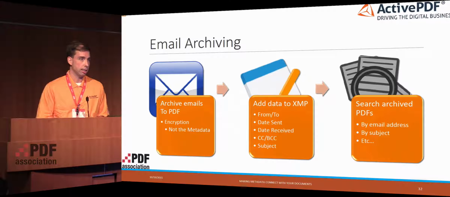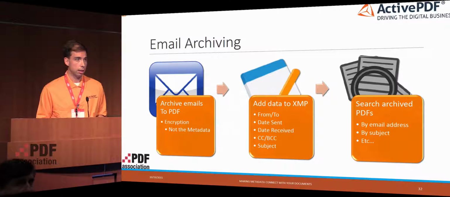Another one, email archiving. We want to archive emails that come in. What we do is we convert the emails to PDF, encrypting so that we can prevent people from accessing, but we do not encrypt the metadata. We add the standard from, to, date sent, date received, CC, BCC, and subject to our metadata in our PDF. Then we can do searches based strictly on the metadata without having access to the PDFs to find any document related to a particular sender or receiver or subject or date range. And again, all without having the passwords to even access those PDFs in the first place.